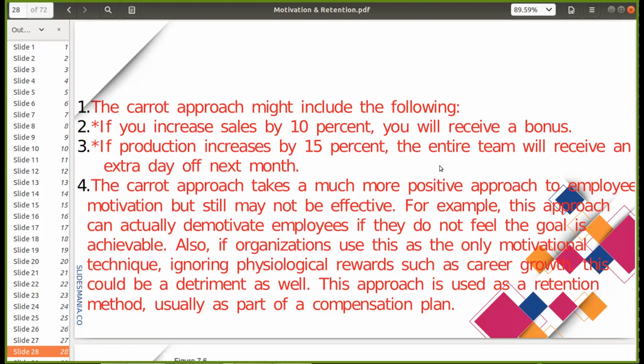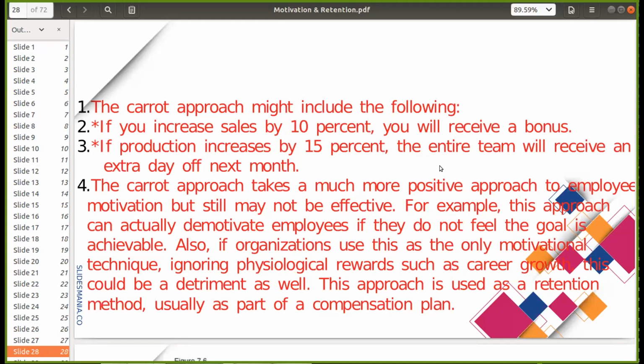Of course, nakamotivate ang employee, but still, hindi siya magiging ganun ka-effective, especially if the expectations and the goals are not achievable. So it may cause demotivation to employees. So hindi naman kaya eh. Hindi natin kaya yan. So sir, hindi kaya. So demotivate ang empleyado.